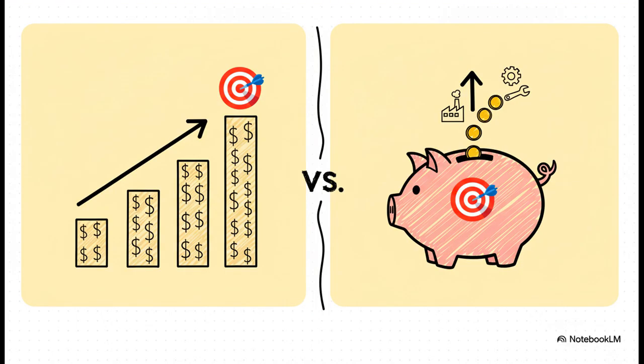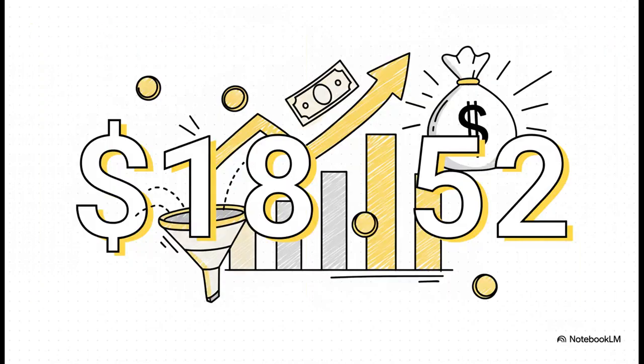In one corner, we have the goal of maximizing total sales revenue. And in the other corner, we've got the goal of maximizing our bottom line profit, which of course has to account for how much it costs to make the thing. Okay, so if our only goal is to get the most revenue possible, the biggest top-line number we can, our model points to a very clear answer, $18.52. That's the price that gets the most dollars flowing through the door.